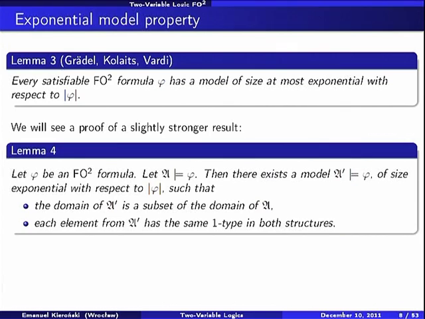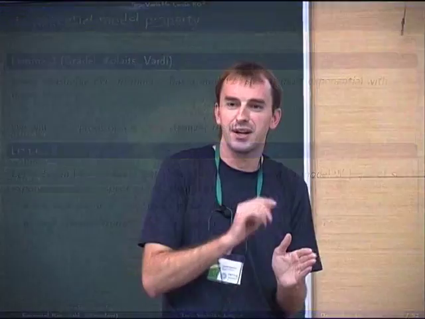So this is a slight generalization of this lemma 3, because in this lemma 3 we just simply show that there exists a model of exponential size, and here we also say that from every model we can choose a substructure and slightly modify it without touching one types to obtain a model.